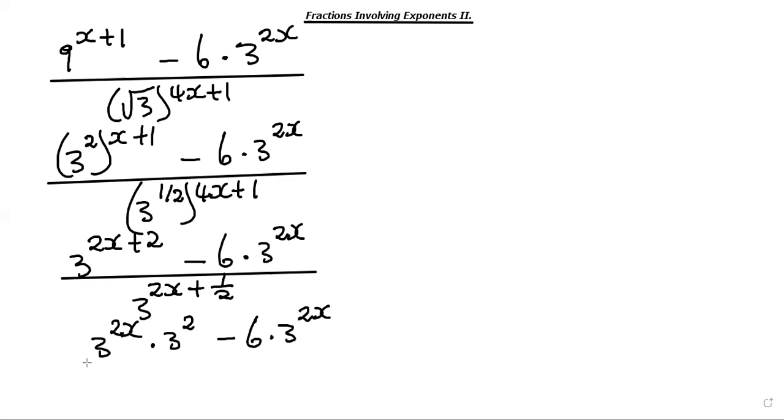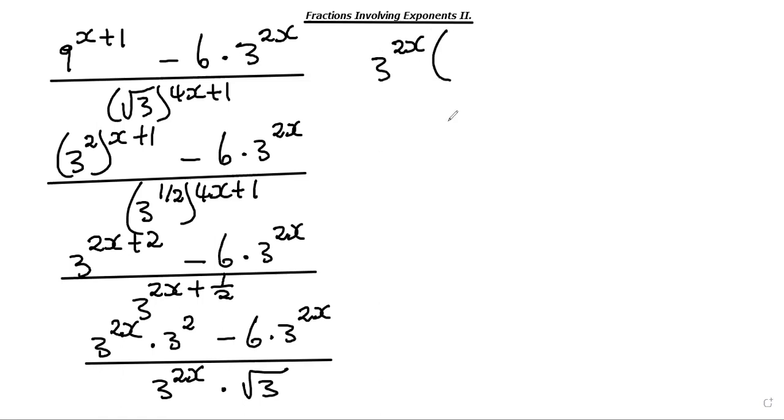Then we do the same to the denominator. We reverse the first law. So before it became this, it was once 3 to the 2x times 3 to the half. Or you can just say square root 3 if you like. Fine. Then from this point, we take 3 to the 2x out as a common factor.